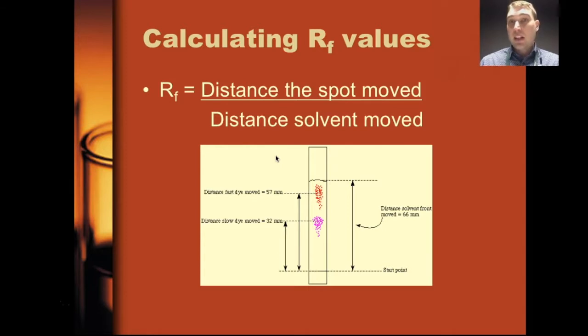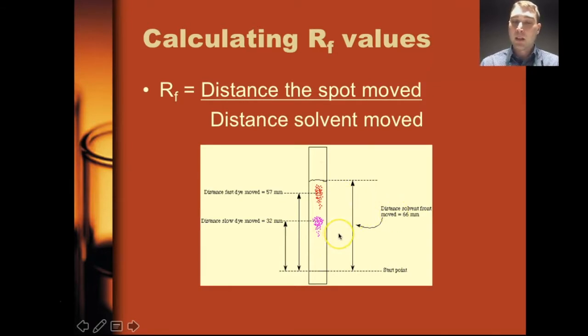The way that you calculate an RF value is you divide the distance that your substance moves by the distance that the solvent moves. Let's have a look at an example down here. We'll calculate the RF value of this pink dye, using the average point, the average space that the dot takes up. We're measuring that, and we're also measuring how far the solvent goes to figure out what our RF value is going to be.